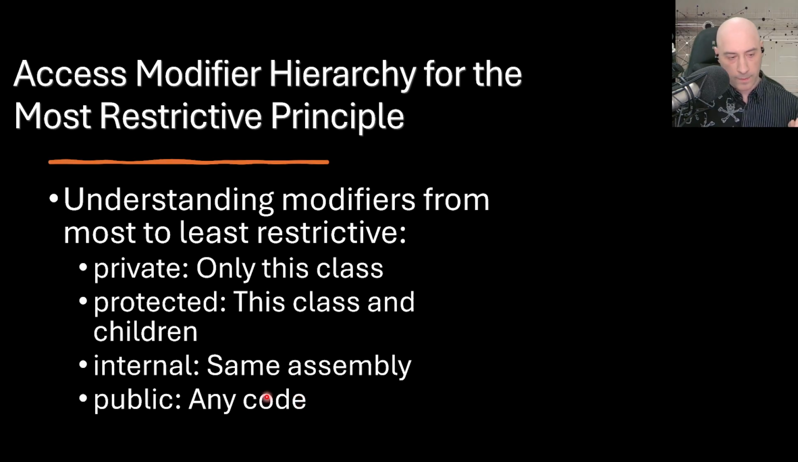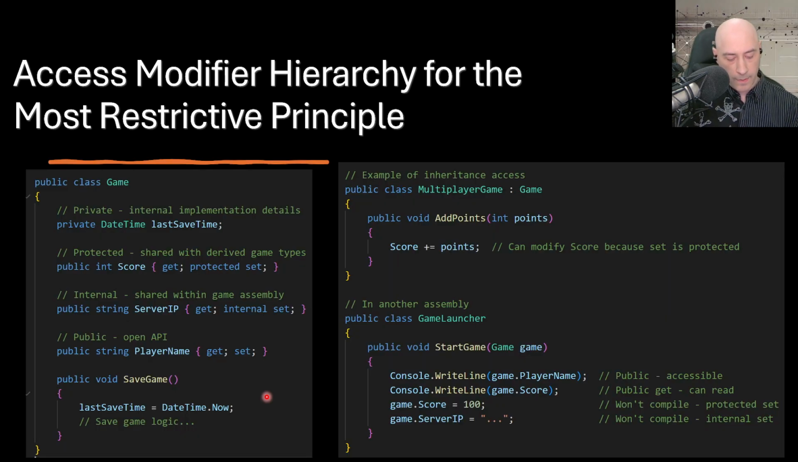Let's give a bit of an example here. So with private, we have our most innermost circle. When you mark a member private, you're saying this is an implementation detail that only this class needs to know about. In this example, we have a private DateTime saveLastSaveTime, because only the Game class needs to know when the last save occurred. No other class needs to know that information.